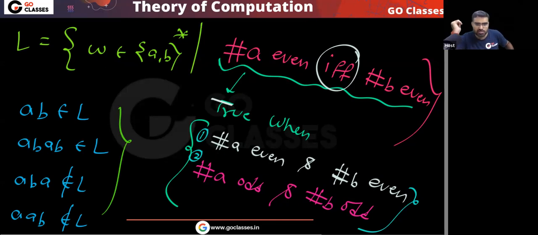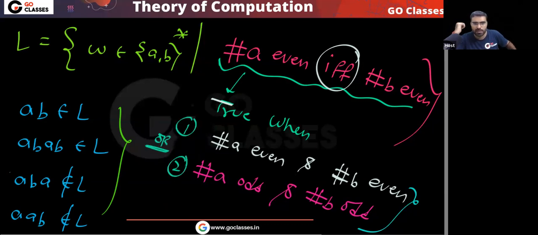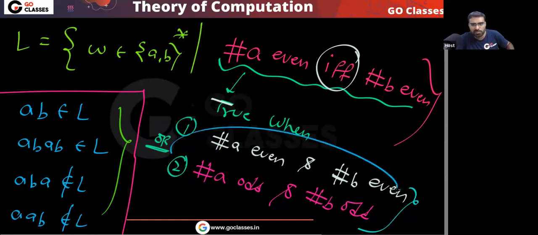Now, if you understood this, can you tell me what I can say about the entire string? When will this happen? See, either this happens or this happens. One of them happens. Very simple. So now you tell me, when will one of them happen?